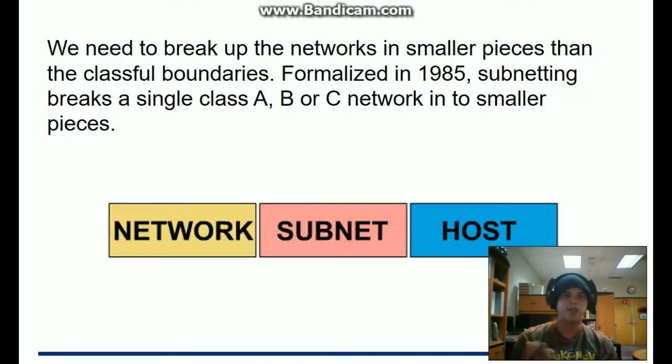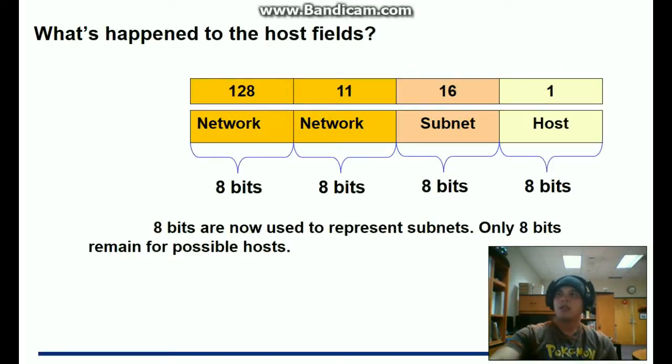So we need to break up networks into smaller pieces than the classful boundaries. So I guess this was formalized in 1985, probably, maybe. But yes, we need to break our full Class A, Class B, and Class Cs into smaller networks so we could use it as efficiently as possible. All right. So here it says what happened to the host field.